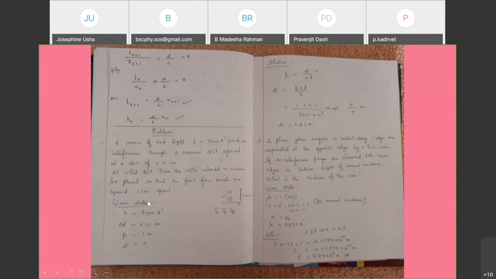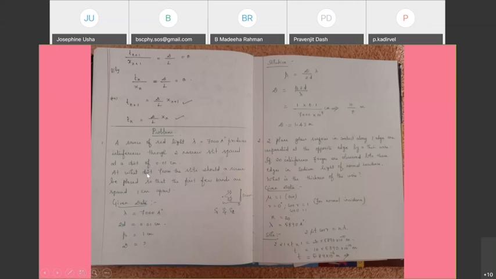Given data from the problem, you just write what data is given. Lambda is given as 7000 Armstrong, and then the separation is given, 0.01 centimeter, the separation between two slits. It is 2D we have used. In some other books, it is given simply as D. They will give either D or 2D, right? So it is 0.01 centimeter. And then it is given 1 centimeter apart, which is the bandwidth. So beta is equal to fringe width or bandwidth. So it is 1 centimeter.